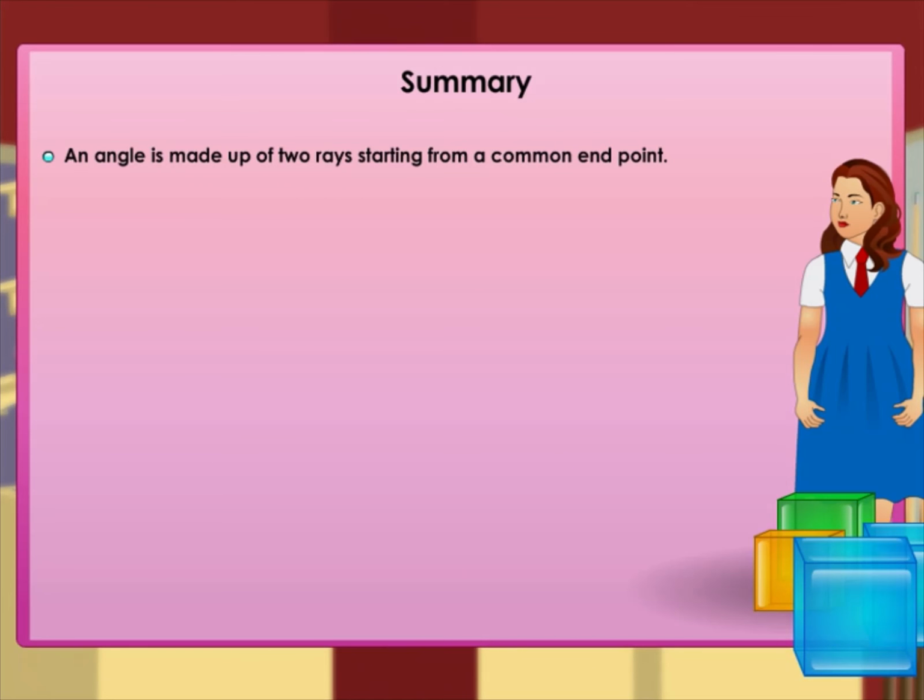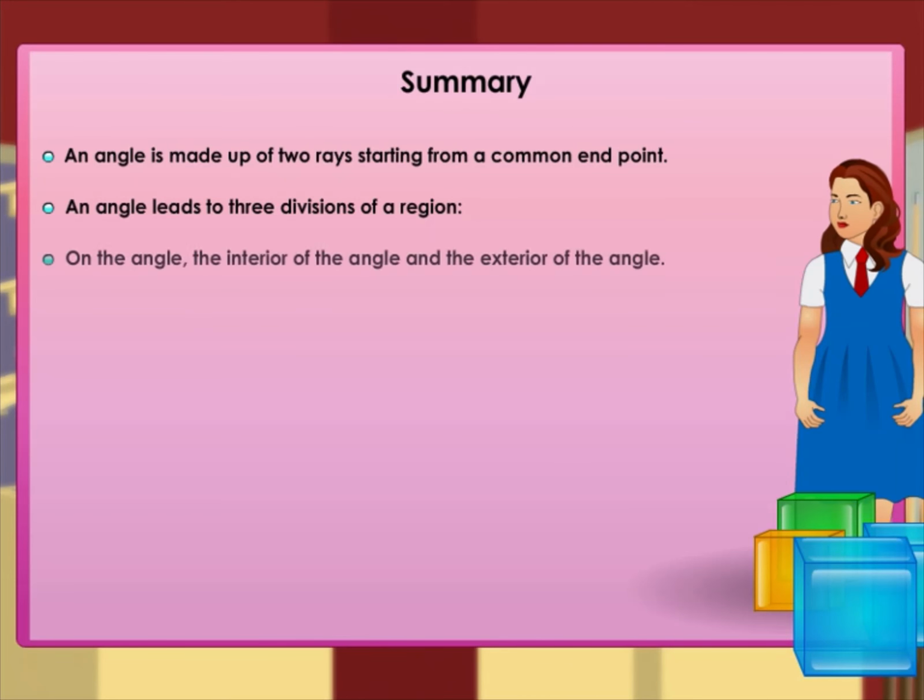An angle is made up of 2 rays starting from a common endpoint. An angle leads to 3 divisions of a region: on the angle, the interior of the angle, and the exterior of the angle. A quadrilateral is a 4-sided polygon.